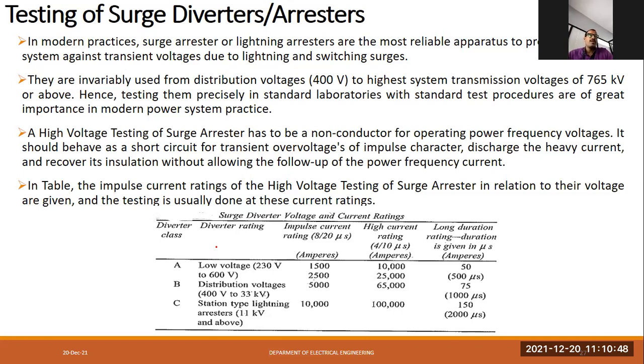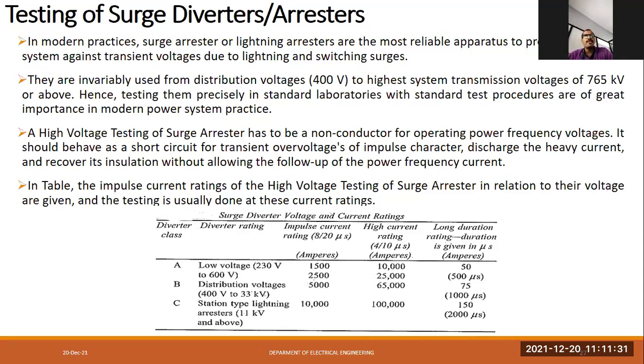An important factor you should keep in mind is that the surge diverter is mostly used for the protection of the power system whenever transient voltages occur due to lightning surges or switching surges. At that time there is an excessive voltage, and with the help of surge diverters, that excessive voltage may be taken to the ground. Okay, so whenever there is a distribution voltage like 400 volt, as we know, 440 volt three phase supply coming to our farming stations or our homes.